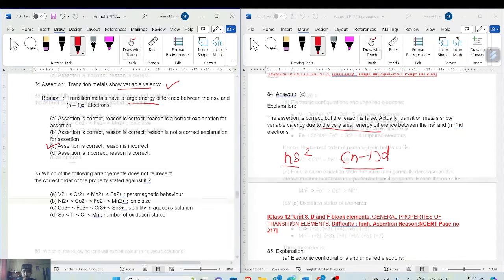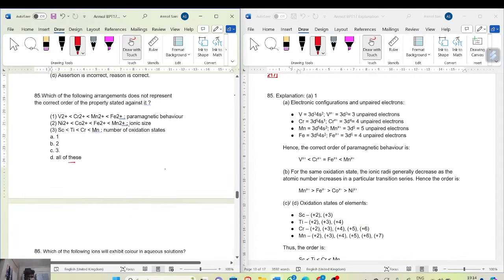Okay. Now let's start question 85. Which of the following arrangements does not represent the correct order of the property stated against it? So we have to tell the incorrect option, the incorrect property. The first one is paramagnetic behavior. We have to tell about the paramagnetic behavior of V2 plus, that is vanadium 2 plus, chromium 2 plus, manganese 2 plus, and iron 2 plus. For telling about the paramagnetic behavior, we will first calculate the number of unpaired electrons. The more unpaired electrons there are, the higher the paramagnetic behavior it will show.